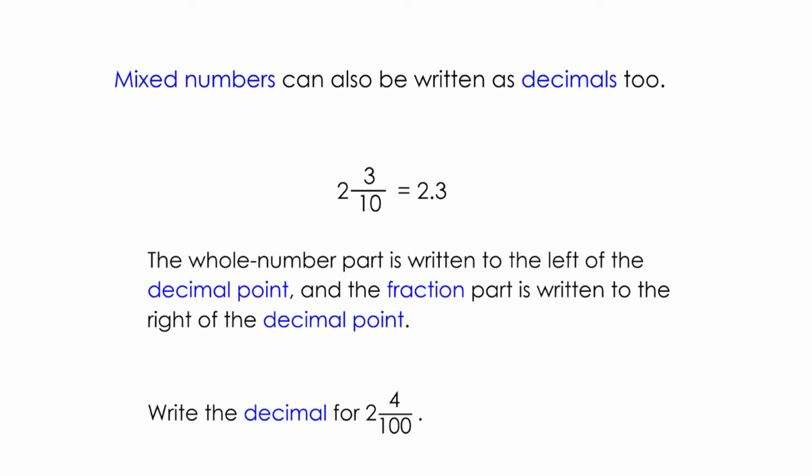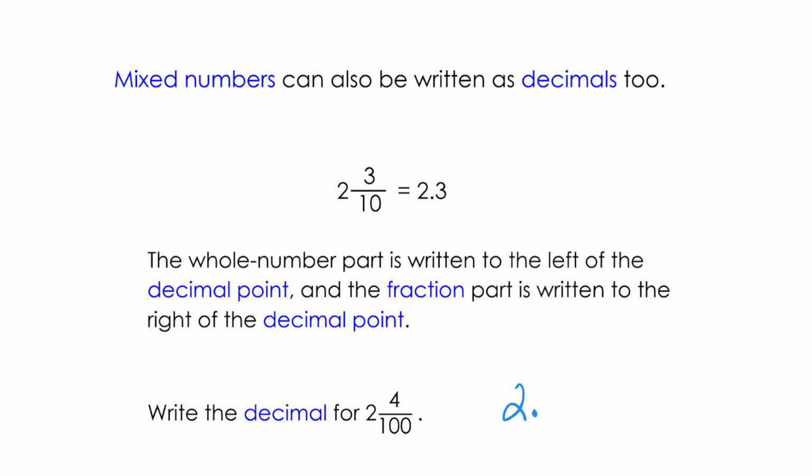Mixed numbers can also be written as decimals. So we have 2 and 3/10 equals 2.3. The whole number part is written to the left of the decimal point, and the fraction part is written to the right of the decimal point. So let's write 2 and 4/100ths as a decimal. First things first, you have a whole number of 2 here. Right away, you know that the answer is going to be 2 point something.